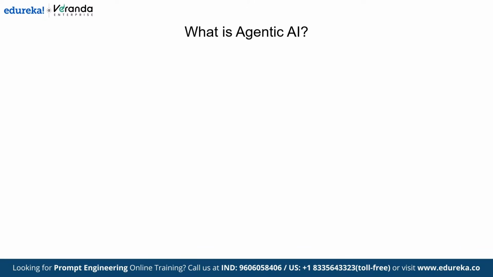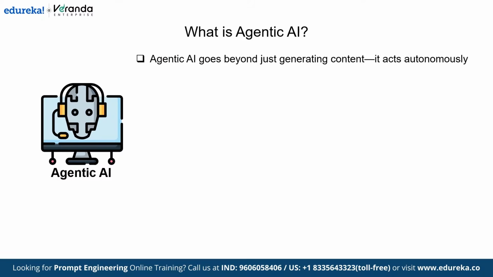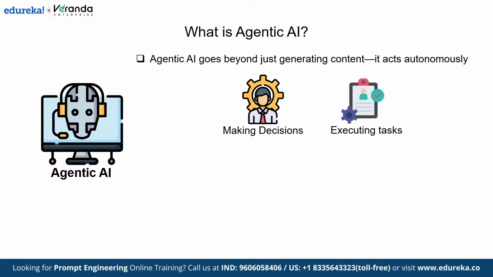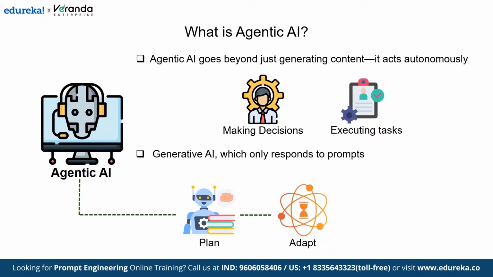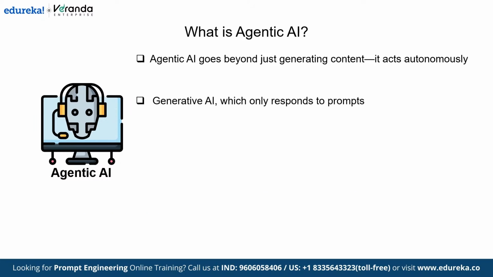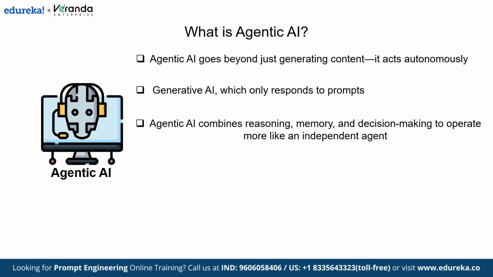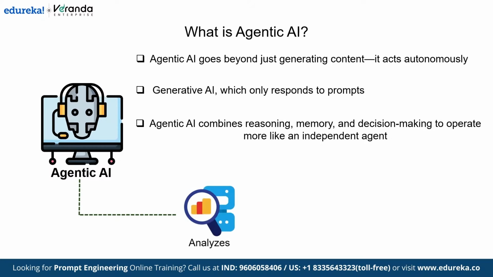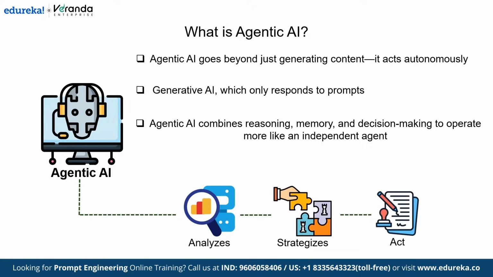Let's explore what agentic AI is. Agentic AI goes beyond just generating content. It acts autonomously, making decisions and executing tasks without the need for constant human input. Unlike generative AI, which can only respond to prompts, agentic AI can plan, adapt, and take initiative based on goals rather than specific instructions. At its core, agentic AI combines reasoning, memory, and decision-making to operate more like an independent agent. It doesn't just create, it analyzes, strategizes, and acts.